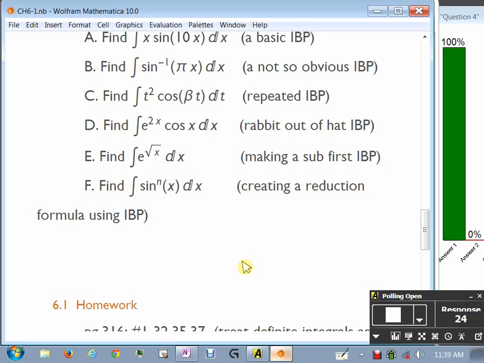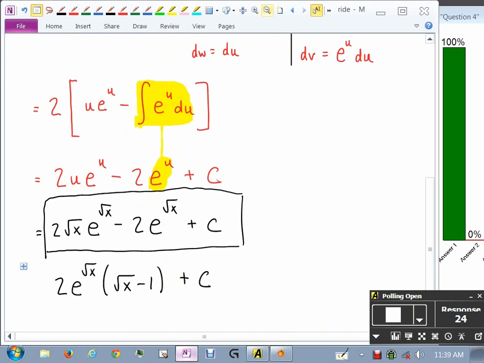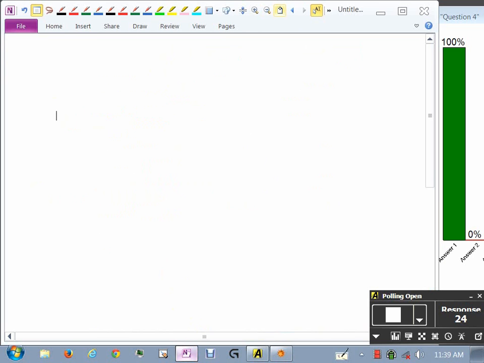The idea is this. We would like to know if we can come up with a formula for taking the antiderivative of sine to any power. That's what we'd like. And I'm going to add one little thing to this. I need that n to be 2 or higher. So I'm going to write that down explicitly for you. So I want to find the antiderivative of sine to the n of x dx if n is greater than or equal to 2.